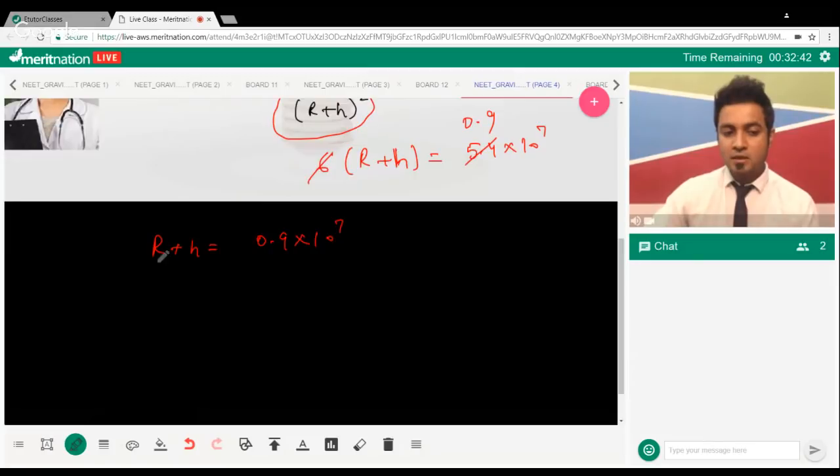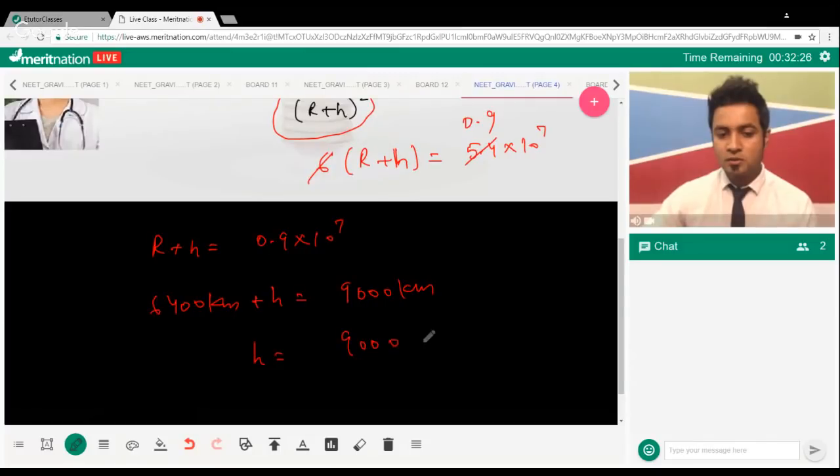And here r is already known, that is 6400 kilometers plus h, and this value is in meters, so how can you make it? I can write it in this way, and this is 9000 minus 6400, and h is coming out to be, just a moment, yeah, this one.